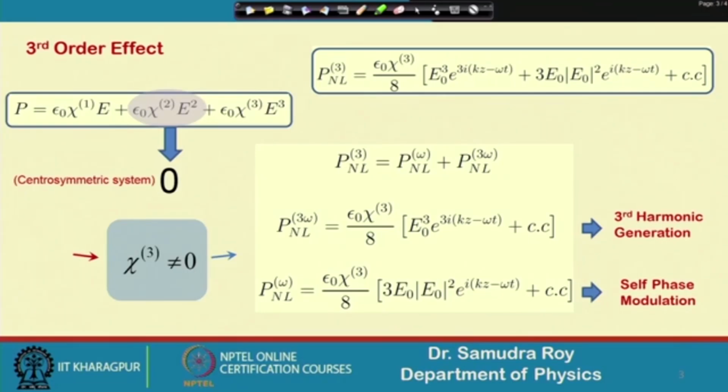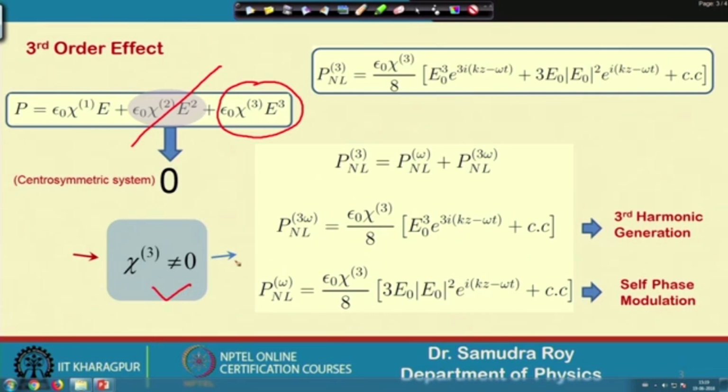This is basically a third order effect, as I mentioned. For a centrosymmetric system, chi2 is 0 as shown here, so this term will vanish. Chi3 is the first higher order effect that will give some kind of nonlinearity. In the system chi3 is not equal to 0, and we will have something in the input and something at the output. Our aim is to find out what kind of output one can expect.